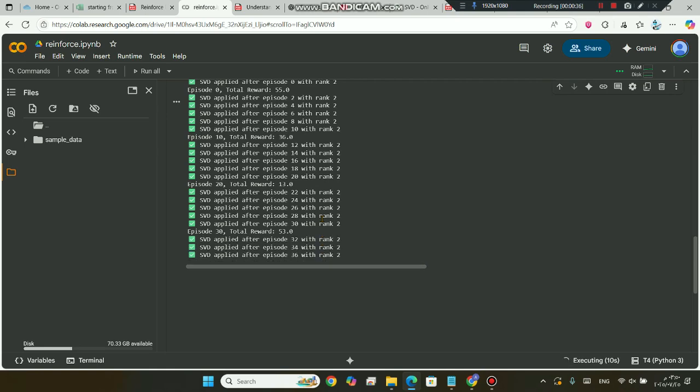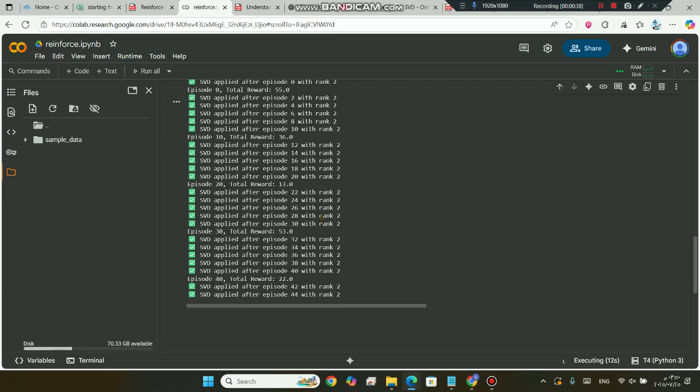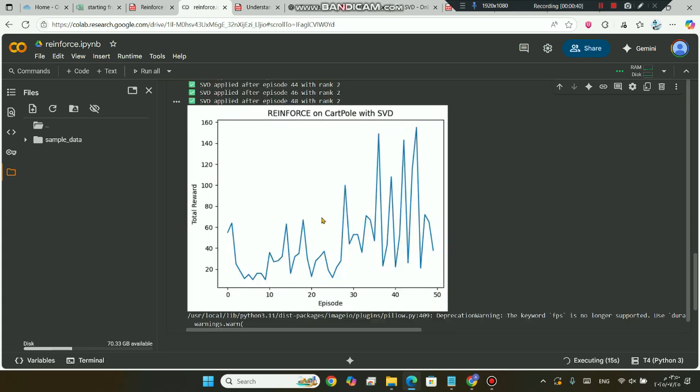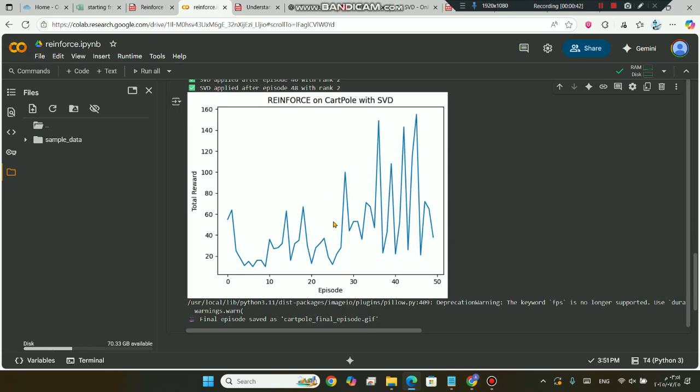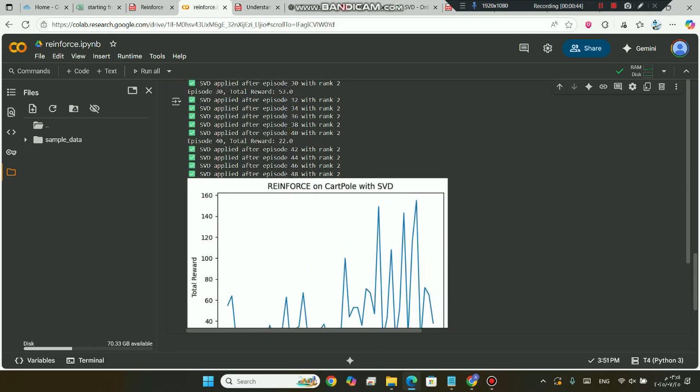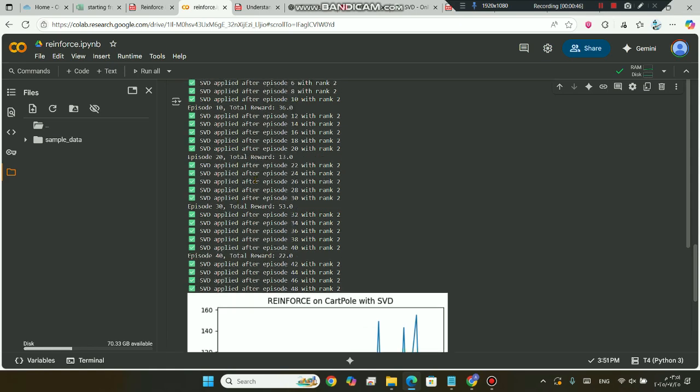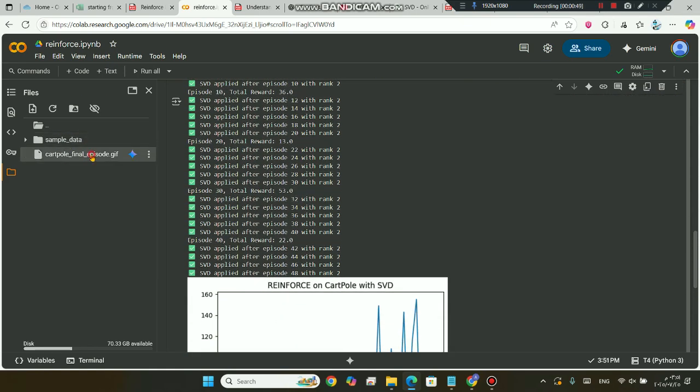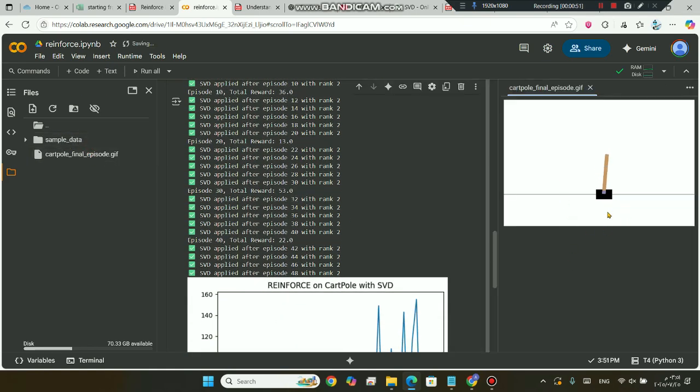Okay, we're done here. We have reached a very low reward. That's not good. But let's have a look at the system. Yeah, so this is the system. And what the system is doing is trying to keep this cart up for as long as possible.